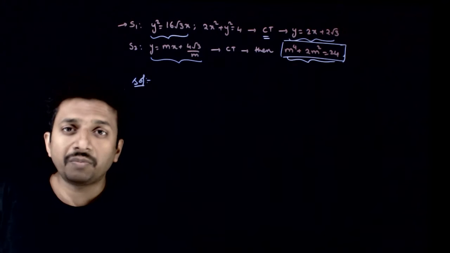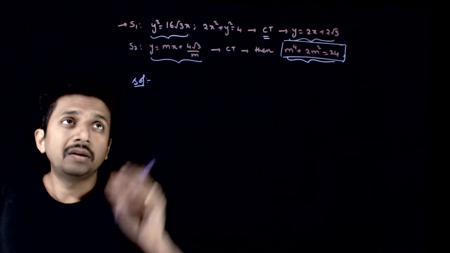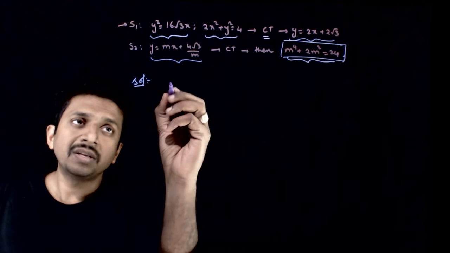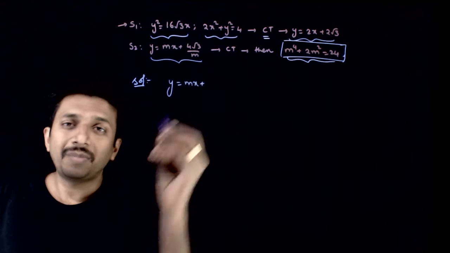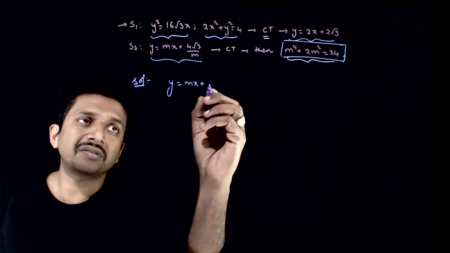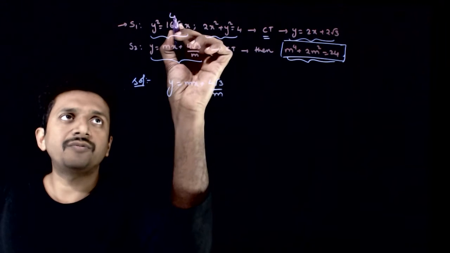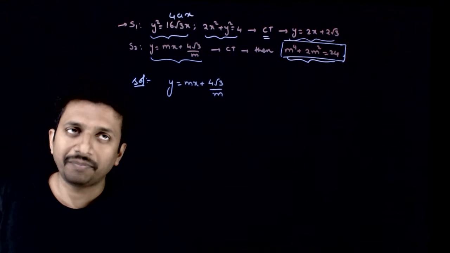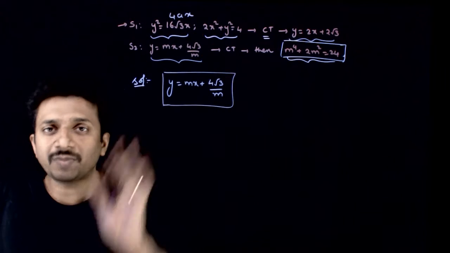In these statements, you're being talked about the common tangents to these two curves. So let us find the common tangents to these two curves. The first is a parabola. So the general tangent to this parabola is y is equal to mx plus a by m. Comparing with 4ax, a will be equal to 4 root 3 by m. So this is a general tangent to this parabola.